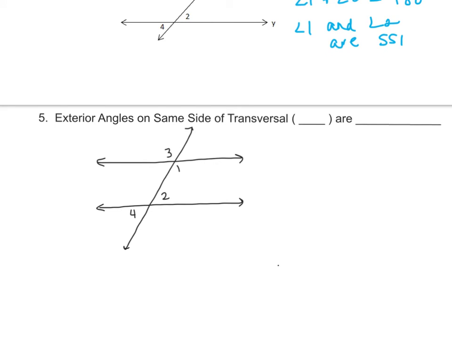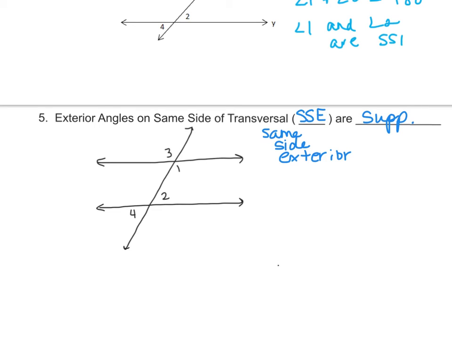Alright, so same idea as the last one. Now we have exterior angles on the same side of transversal. So that is SSE, and that means same side exterior. These angles will also be supplementary.